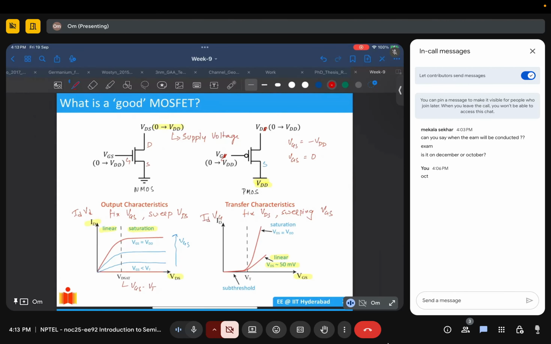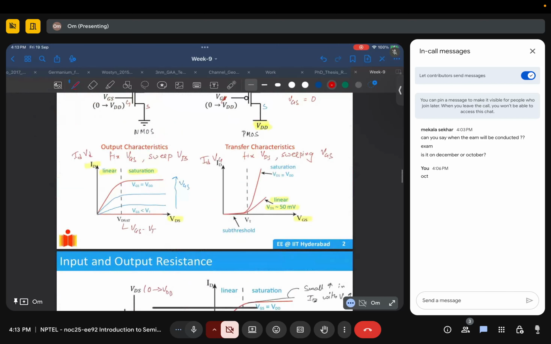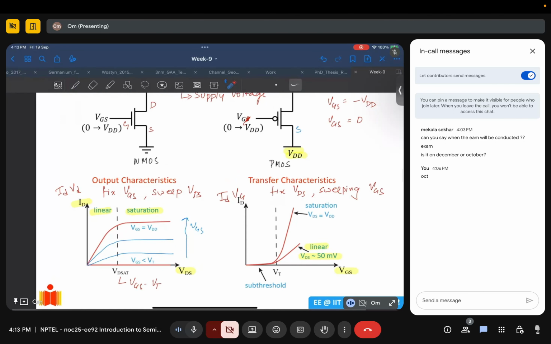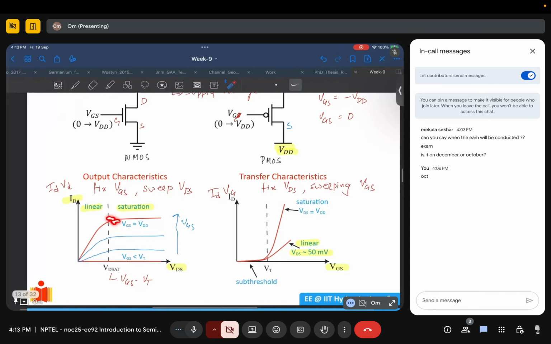Now the question is, what is a good MOSFET? A good MOSFET should follow all the ideal relations that we have studied. It should be linear in the linear region. It should behave like a constant current source in the saturation region. It should not increase its current in the saturation region.